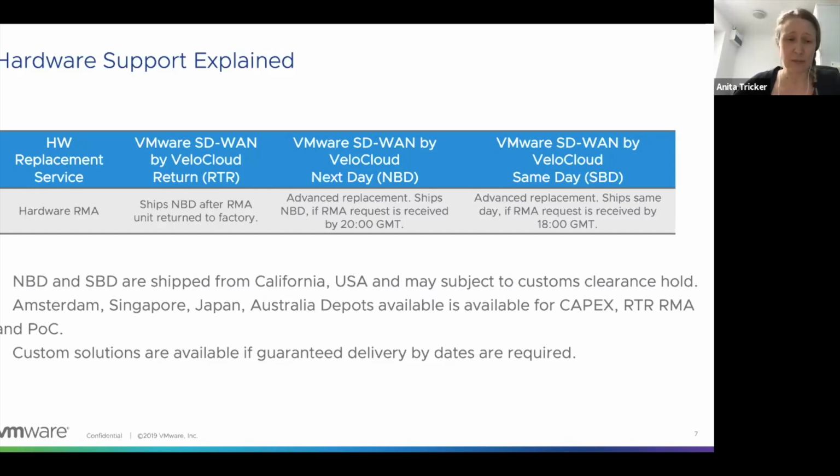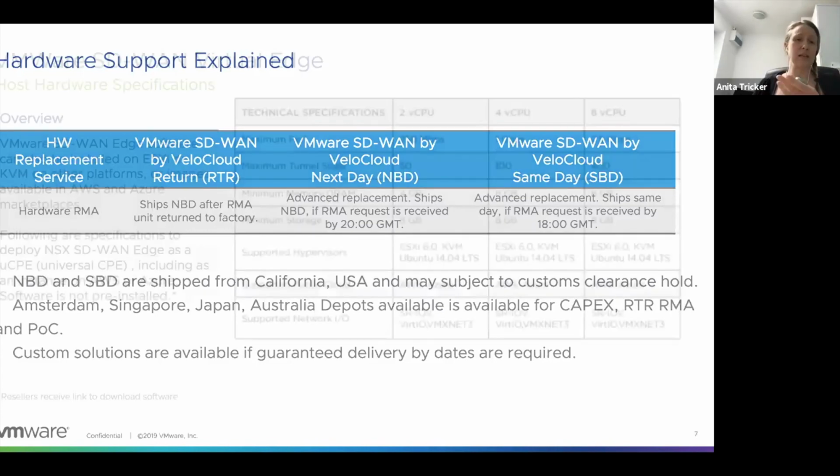We do also have depots in Amsterdam, Singapore, Japan and Australia, but these depots are available for CAPEX, so there are hardware purchased devices to ship from. The RTR, RMA devices will come from there, and also our POC devices. If you have a customer who has a requirement for a guaranteed delivery date, then there are custom solutions available.